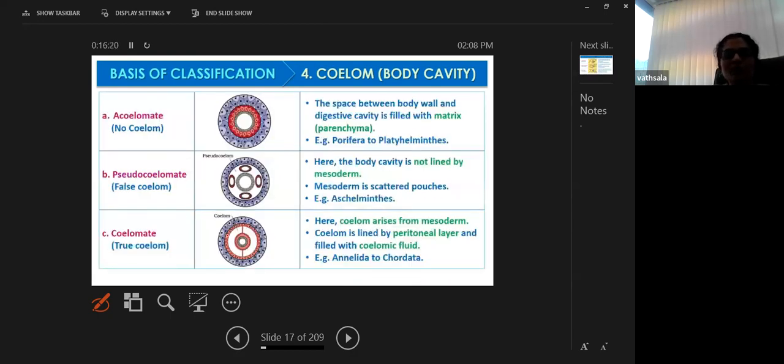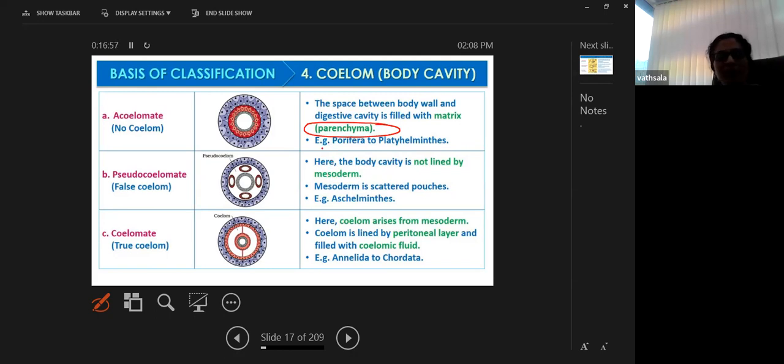So here in this picture, you can understand. See here, we have body cavity. Body lining is ectoderm, endoderm, mesoderm. But here all these groups of tissue are simply present. Between the body wall, this central hollow space is the digestive canal, alimentary canal, gut, isn't it? So from this gut lining till the body lining, it is filled with a matrix. Such a matrix is called parenchyma. Is that clear?